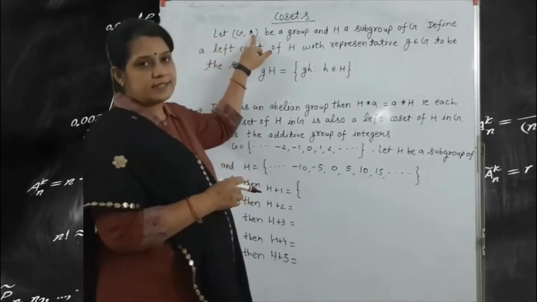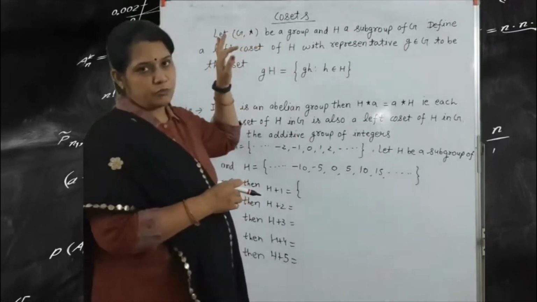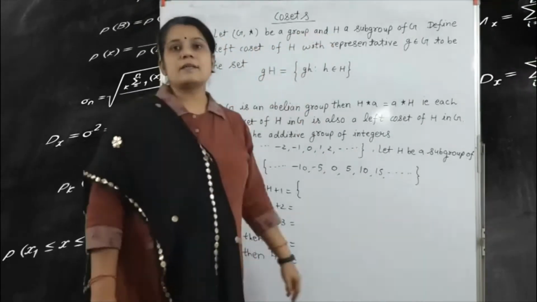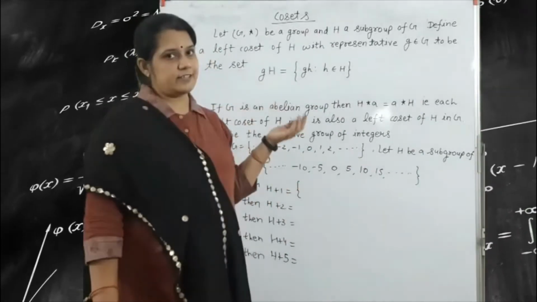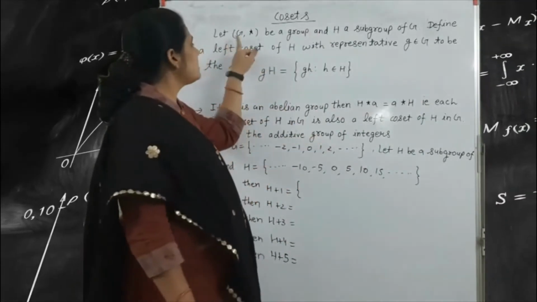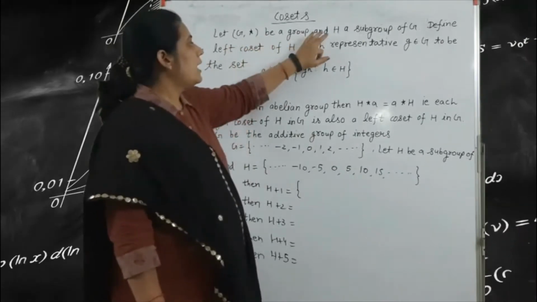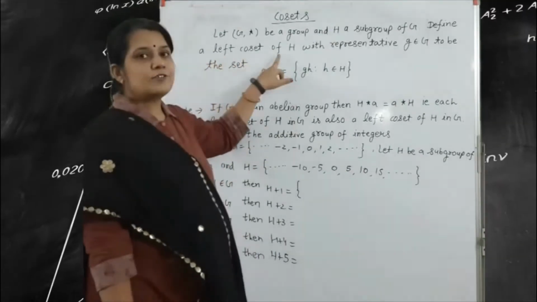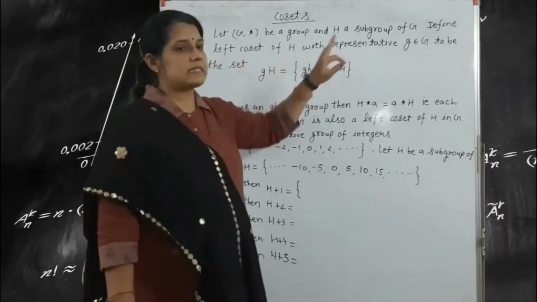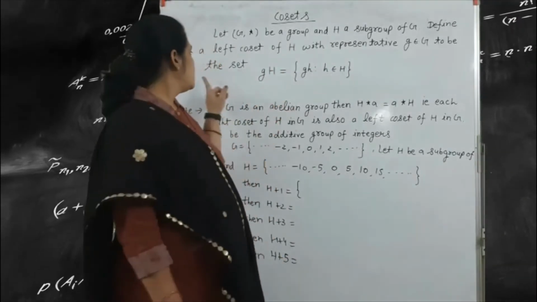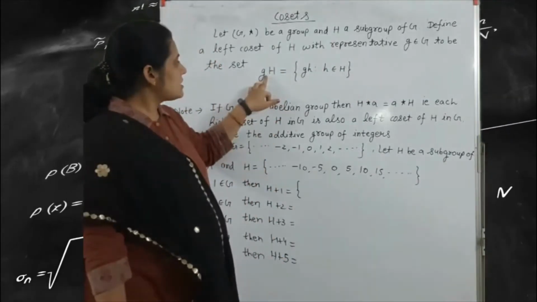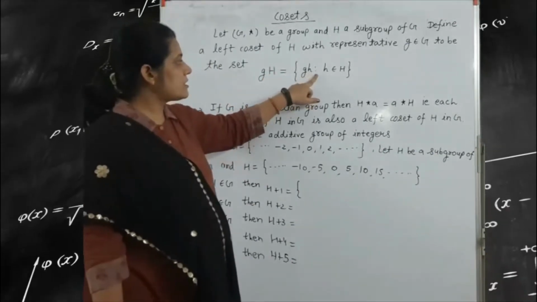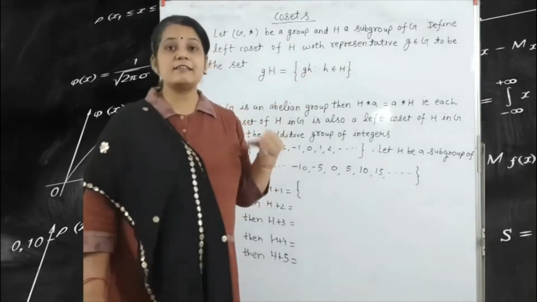Let G star, G that means group, star is the operator. Let G star be a group and capital H a subgroup of G, just like a set and subset. Define a left coset of H with representative small g belongs to G to be the set: small g capital H is equal to g small h such that h belongs to H. This is a left coset.